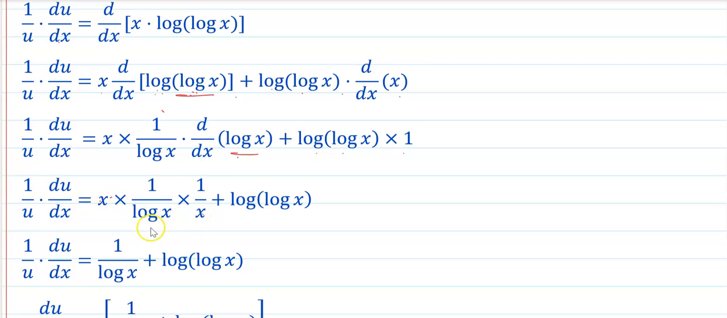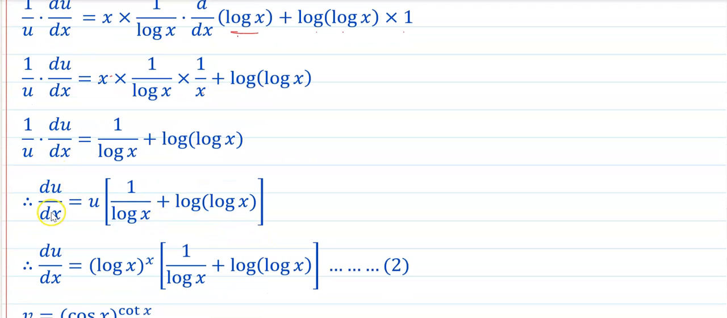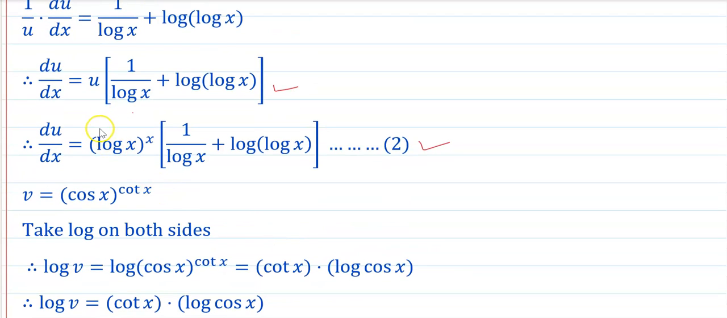Again this x and x get cancelled. Therefore, you will get 1 upon log x here plus log of log x. And hence, du by dx is equals to u times in bracket 1 upon log x plus log of log x. And this is your du by dx. What is the du by dx? Substitute the value of u. That is the log of x bracket raised to x in bracket 1 upon log x plus log of log x.